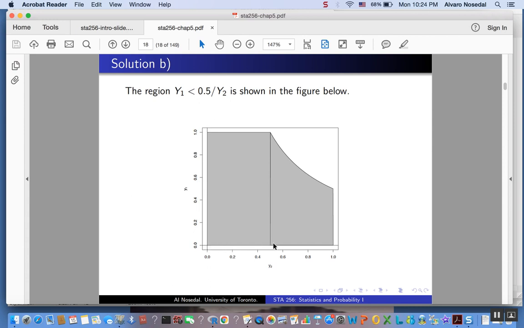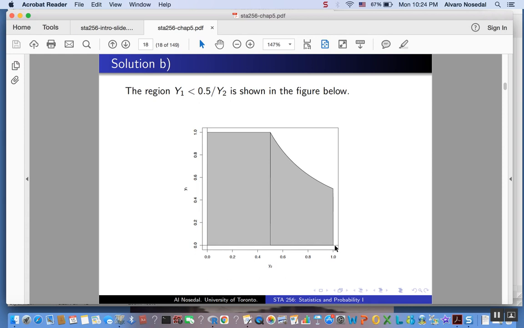Anyway, the behavior of region number 2 is different. In this case, y1 can't vary freely in that interval 0, 1. It's restricted by this: y1 must be below that curve, 0.5 divided by y2. And in that region, y2 goes from 0.5 to 1.